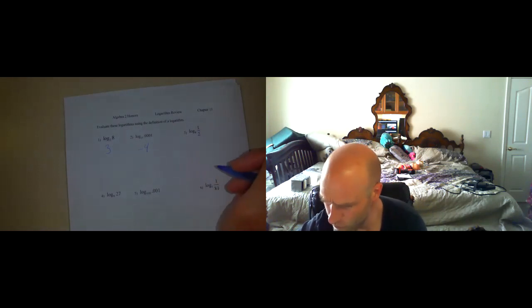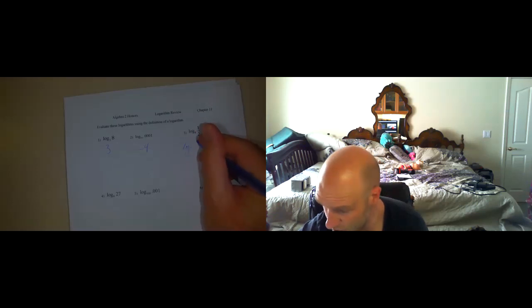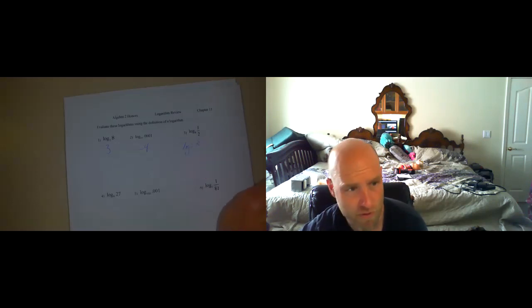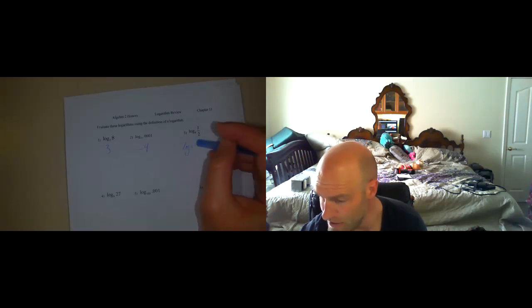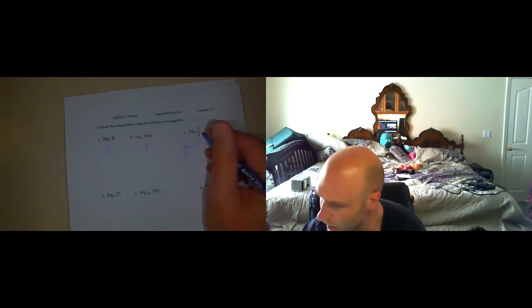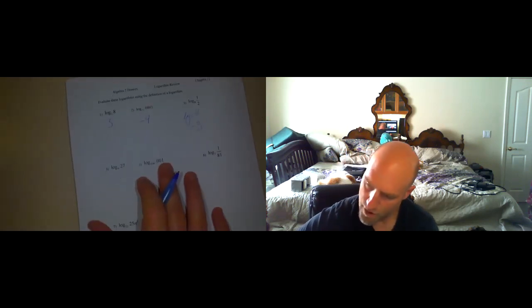8 to what power would be 1/2? Well, first I'm going to start by saying the log base 8 of 2 is what? Well, if 2 cubed is 8, then the cube root of 8, I should say, is 2. And to get that into a fraction, we're going to have to put in a negative sign. So I think my answer here is going to be negative 3.